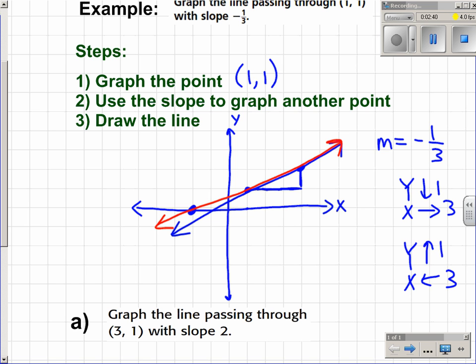So you're given a point, put the point on the graph, and then use slope to find another point, connect the dots, and you have your line. All right, let's go ahead and practice some more here.